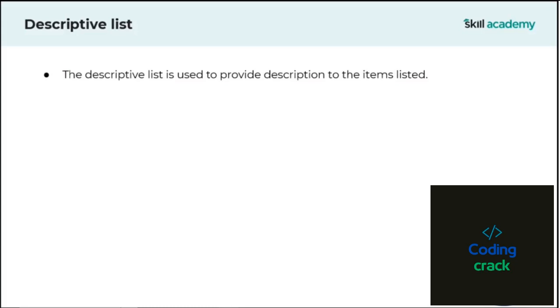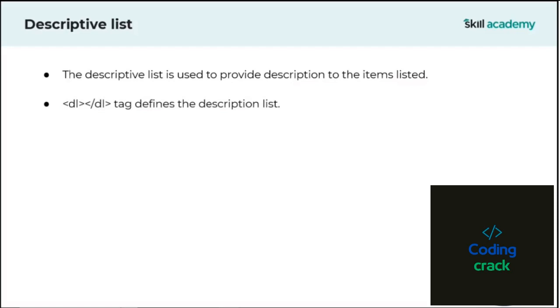The descriptive list is used to provide descriptions to the items listed. Suppose you are displaying some set of items in HTML with the help of an ordered list, or let's say with the help of an unordered list. And you realize that you should specify some description of those items listed. At that point of time, you can use something called a descriptive list. So the descriptive list is used to provide description to the items listed.